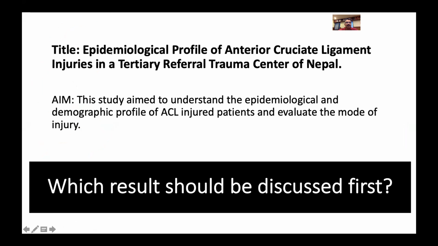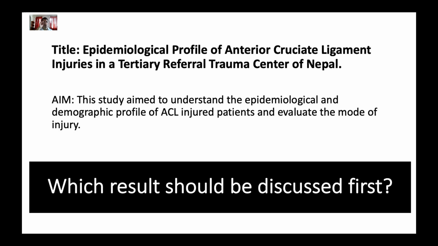This is the title: epidemiological profile of anterior cruciate ligament injury in a tertiary referral trauma center of Nepal. The aim of the study was to understand the epidemiological and demographic profile of ACL injured patients and evaluate the mode of injury. So my question again to Mohan sir is, even with the aims and objective, you know what result you are going to write, or you already know what the result is going to be. Which result should be discussed first, in your opinion, in the discussion section?